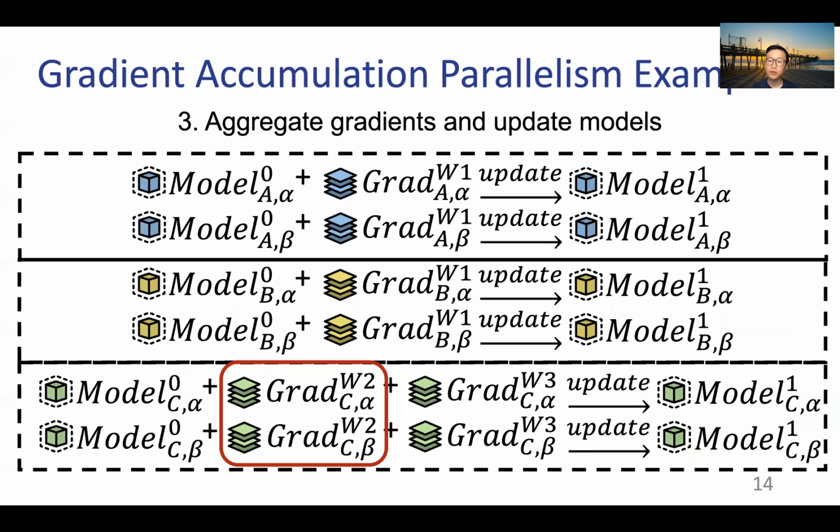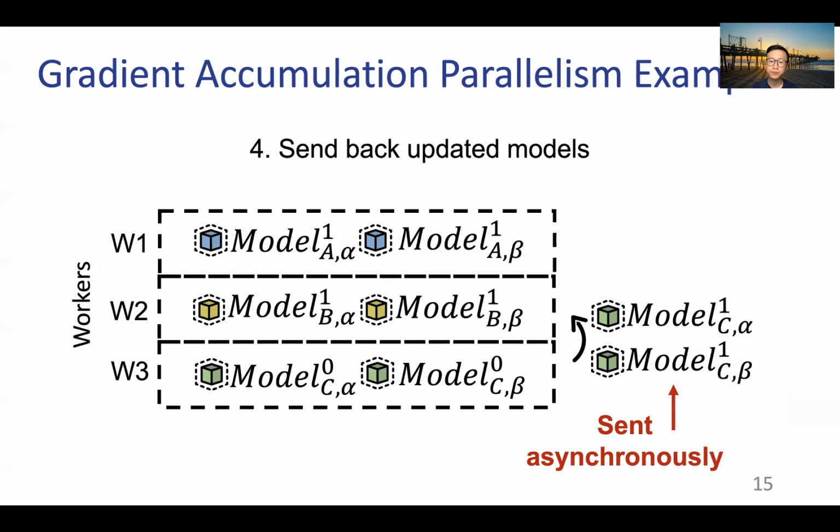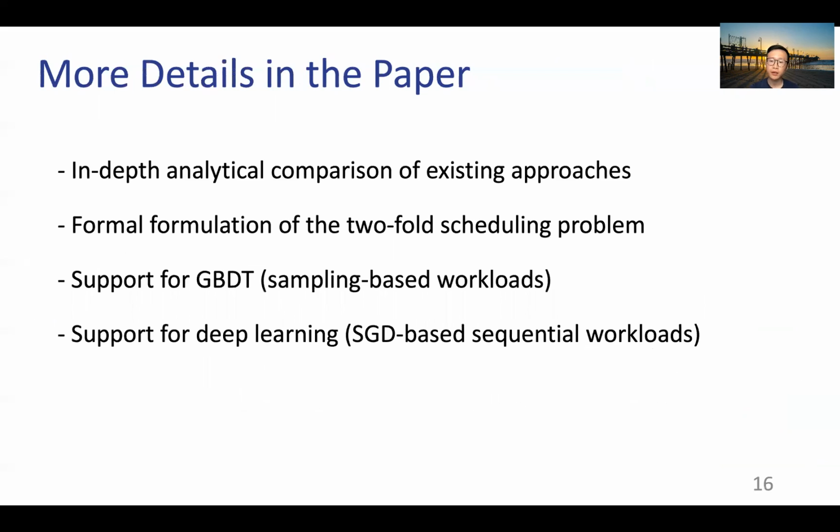With gradients and models, workers now update the models. For worker 3, some of its gradients are sent from worker 2. Finally, worker 3 will send the updated models for group C back to worker 2. By then, all workers will have updated models for another iteration. In the paper, we have a detailed analysis of existing approaches as well as support for other ML algorithms. Please feel free to check them out.